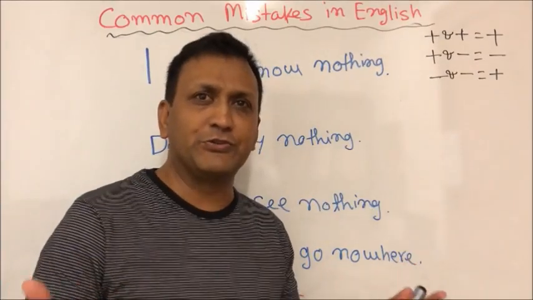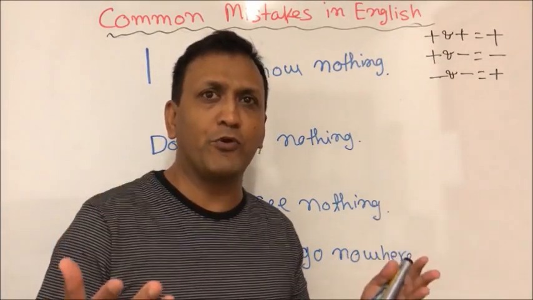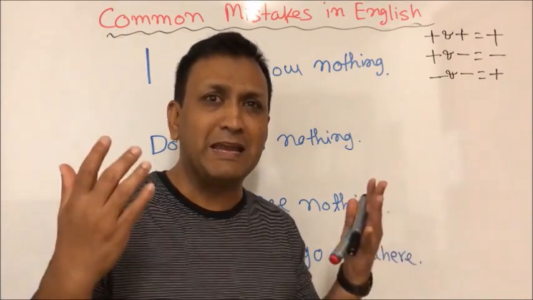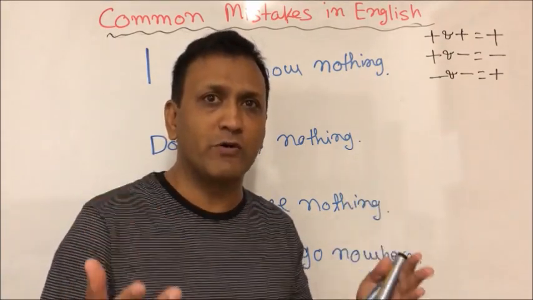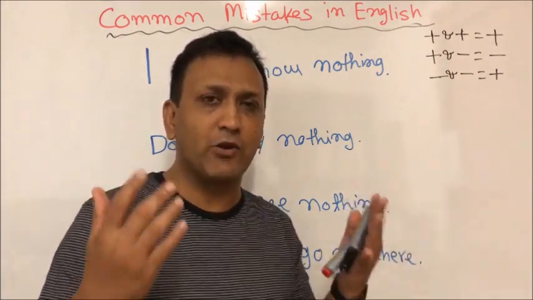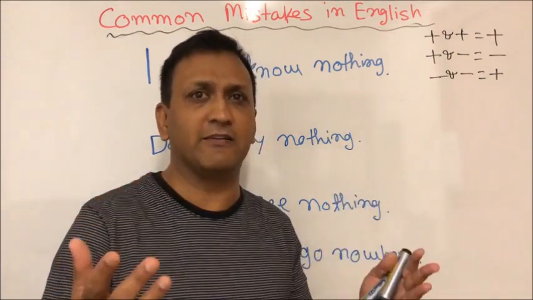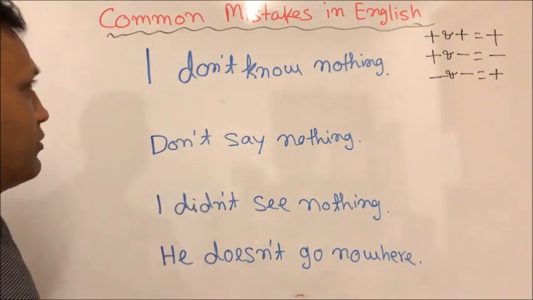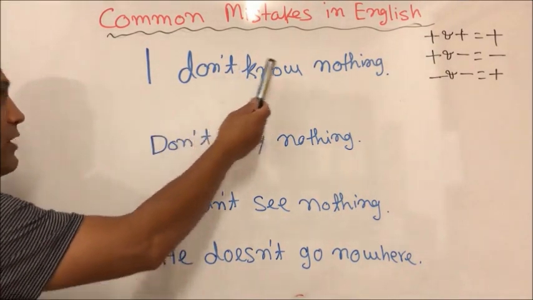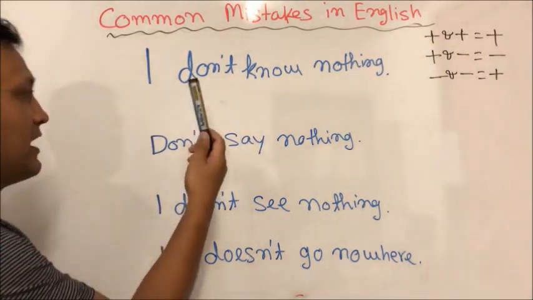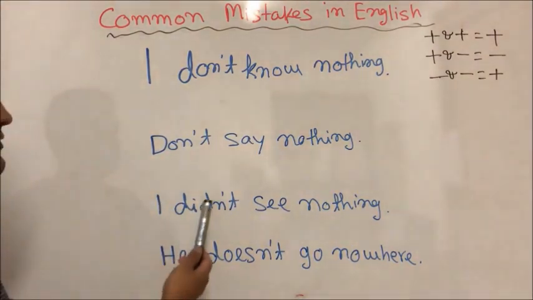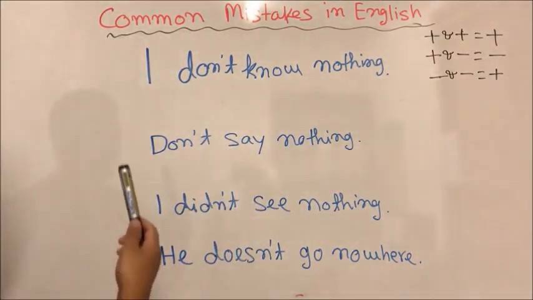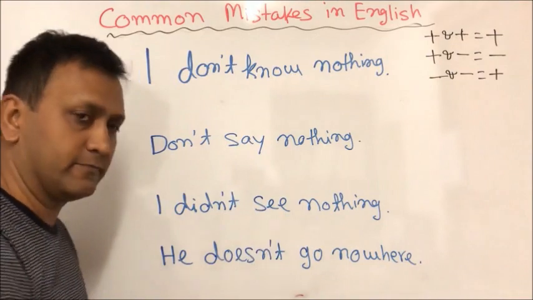Dear viewers and learners, today we are going to learn some popular sentences that many native English speakers always get wrong, either knowingly, unknowingly or very carelessly. Some of these sentences are, for example, ones I have written down on the board: I don't know nothing, don't say nothing, I didn't say nothing, he doesn't go nowhere.